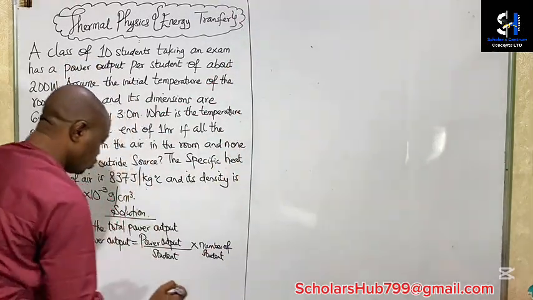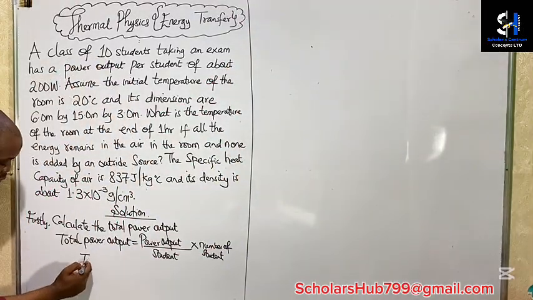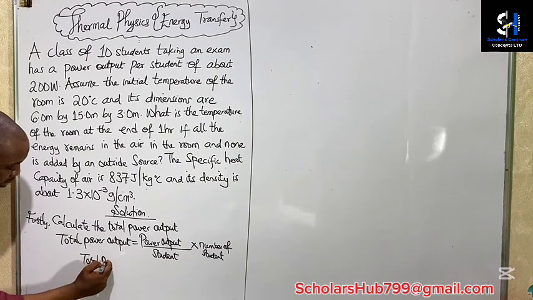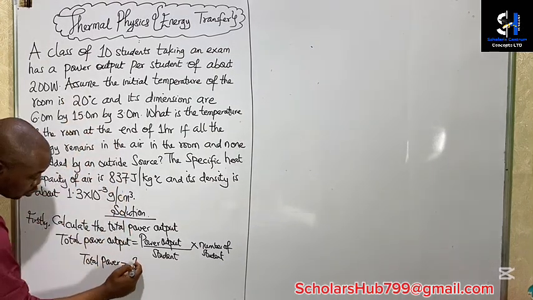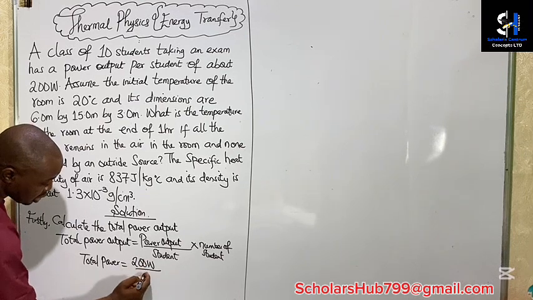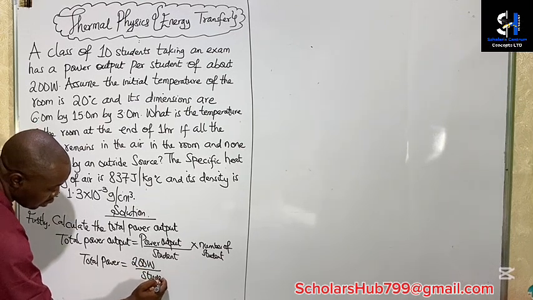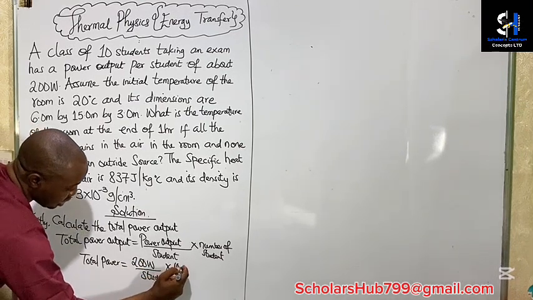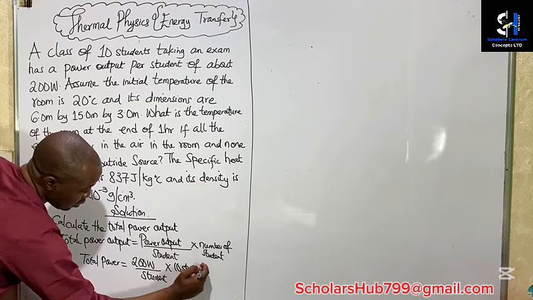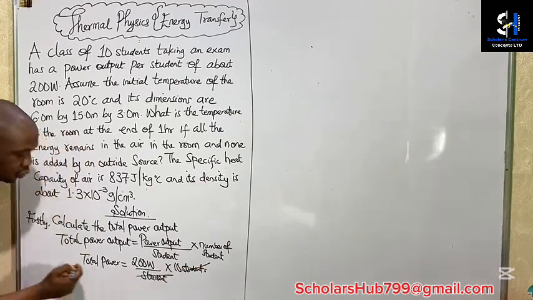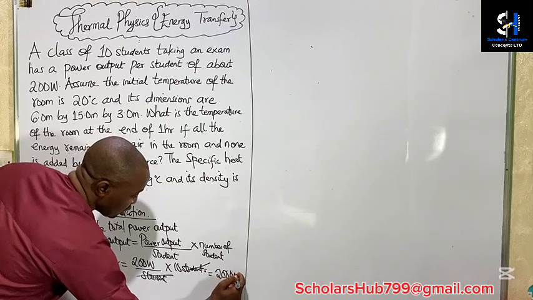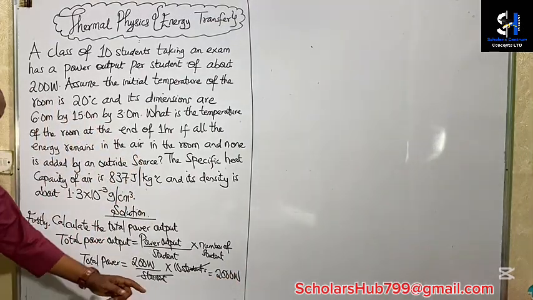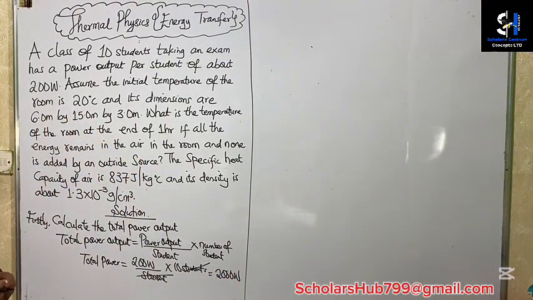So what we are going to do now: the total power will be 200 watts per student multiplied by 10 students. So student will cancel student. In this case, we are going to have the total power to be 2000 watts. So we have the total power to be 2000 watts.